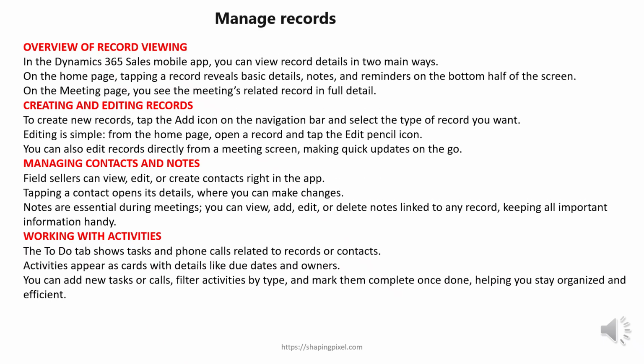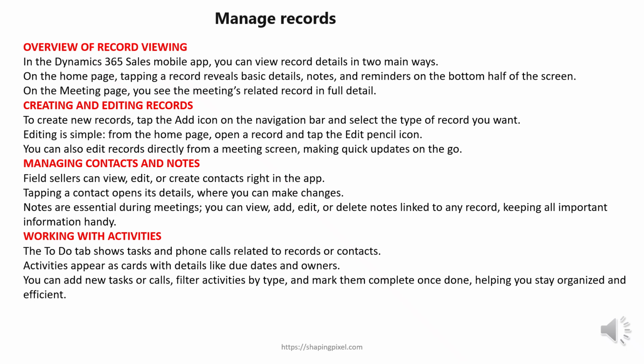In the Dynamics 365 Sales mobile app, you can view record details in 2 main ways. On the homepage, tapping a record reveals basic details, notes, and reminders on the bottom half of the screen. On the meeting page, you see the meeting's related record in full detail.